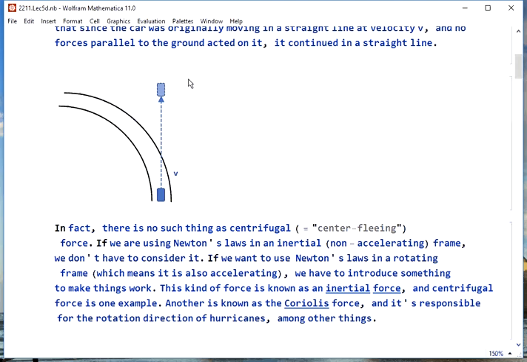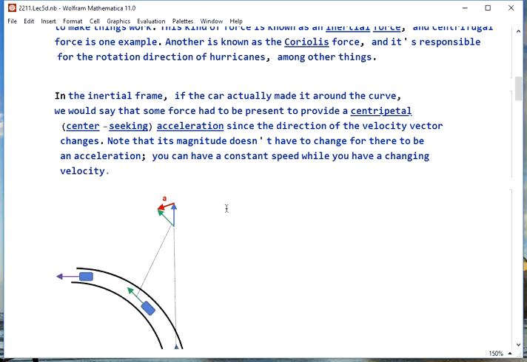So if we were in the helicopter looking down on this, watching it happen, we wouldn't have to worry about centrifugal force. However, if we want to answer questions like this, and do problems from inside the car, then we might find it useful to introduce this fictitious force. This is also called an inertial force, because remember, it's really inertia that's taking the car off the road. Centrifugal force is one kind of inertial force, and another kind is the Coriolis force. That's what helps determine which way a hurricane rotates in the northern hemisphere versus the southern hemisphere.